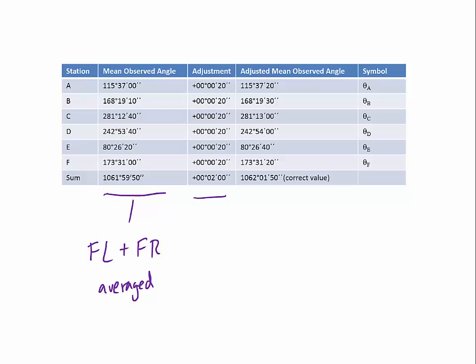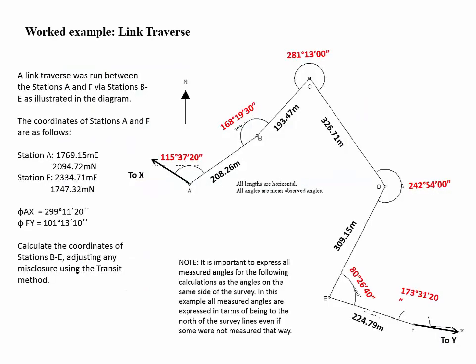Add these together, that gives us our adjusted angle. And this is the one that we use in the calculations going forward. So what I've done here is updated in red with those corrected angles. For the next stage, it's going to be simpler to move on to the booking sheet. So let me bring that up.